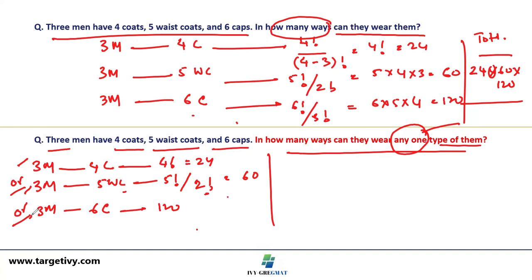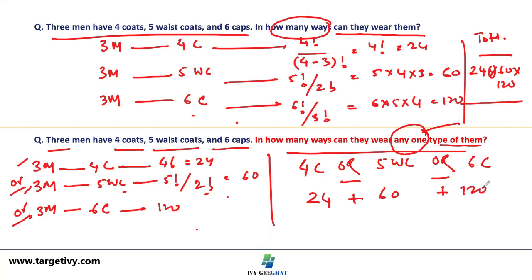So when there's an 'or' question, then what do we do? We add. That means the arrangement of 4 coats or 5 waistcoats or 6 caps. This means 24 plus 60 plus 120. This works out to 204.